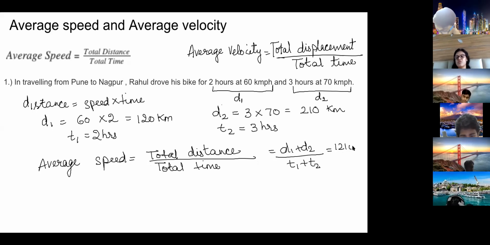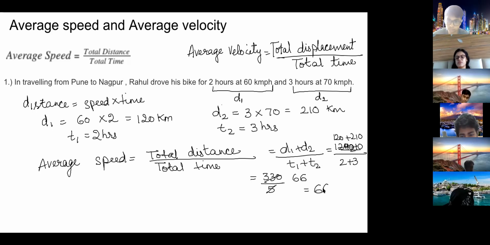So answer is D1 plus D2 is how much? 120 plus 210, divided by time, which is 2 plus 3. This is not clear. I have written over here 120 plus 210. How much is this? 330. 330 upon 5. So answer is 66 km per hour. So this is your average speed.